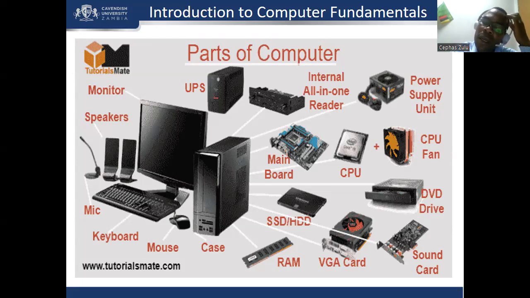Then you have a sound card. This is another processing device which is used for processing electric current into sound. And then it also does the processing of sound into electrical pulses, or electrical pulses to sound. So that's what it does. So it's a conversion device. Then you have the VGA card. The VGA card is also a processing device. What it does is it converts electric current into visible light so that the monitor can display the content.